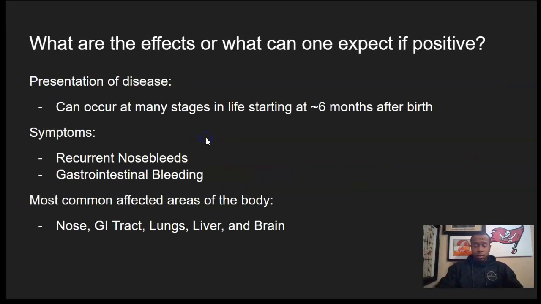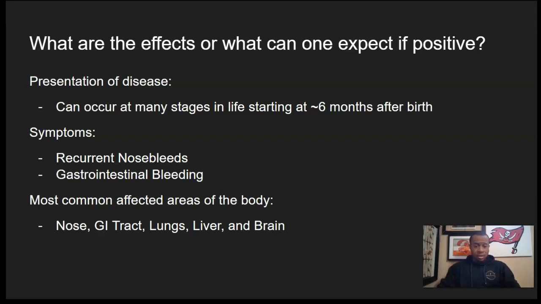So what can you expect, or what are the effects of this disorder? As far as presentation of the disease, it usually happens around 6 months after birth. The reason is that the very first symptom, and the most dominant symptom, is recurrent nosebleeds. That's a very normal thing for people to have throughout their life. The frequency with which these nosebleeds happen would be an indication that maybe there's something going on here. So it's very important to work with your PCP if this does happen, because it could be something a little bit more serious.